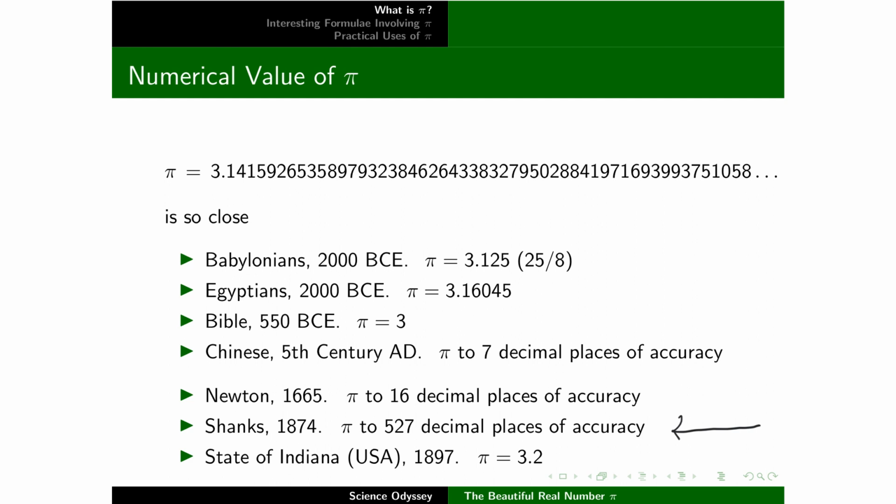But then we have this strange anomaly in 1897 where the state of Indiana declared pi to be 3.2. That doesn't seem like progress. It seems like a step backward. Fortunately, the state of Indiana has corrected that since that time.